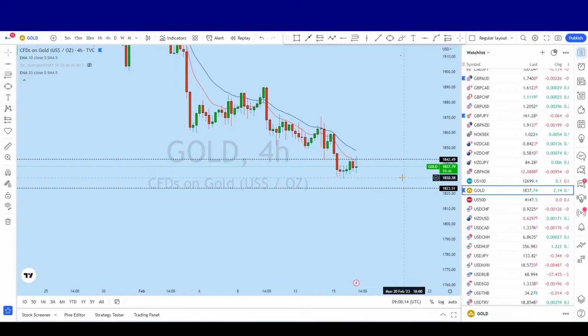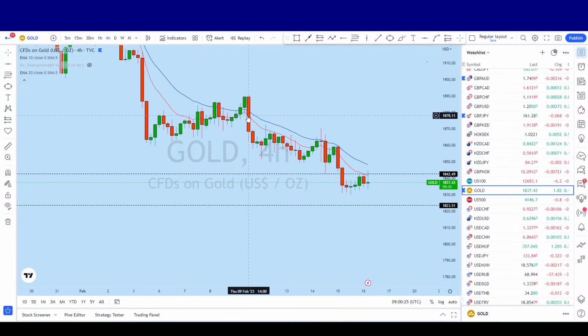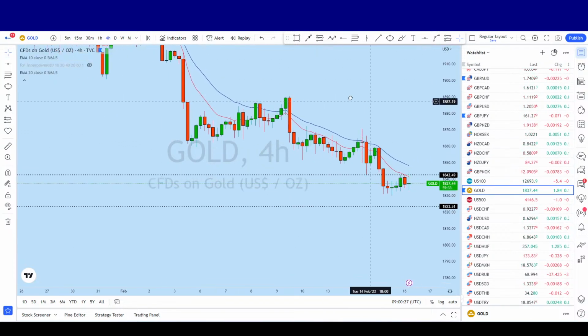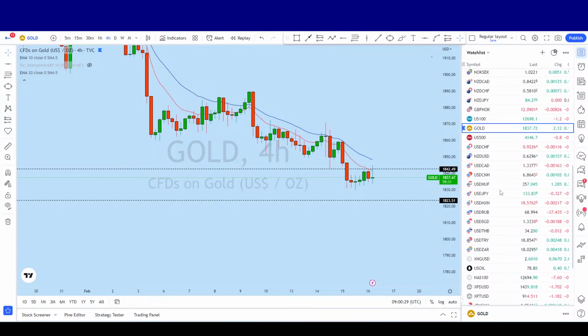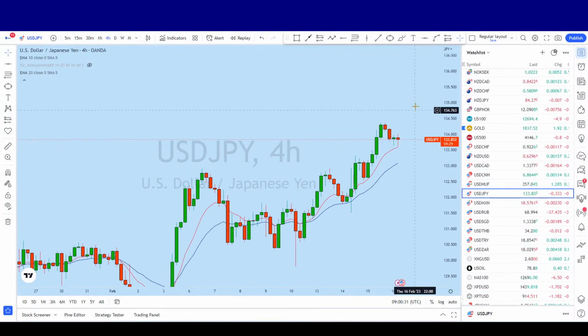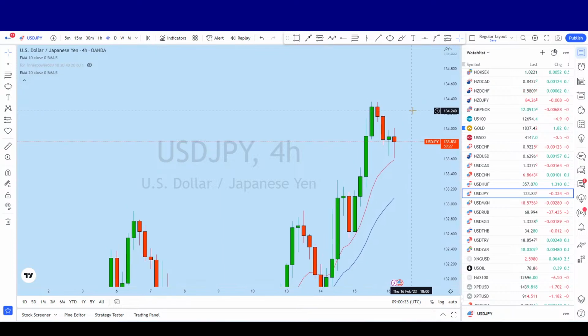Okay, my dear students, for the next 1 hour we will be doing the live trading session here. Until the candle close we will be looking at the market on the lower time frame, and if we find a trading opportunity we'll be entering, and I will explain everything behind the trade, the reason behind the trade, and the strategy.